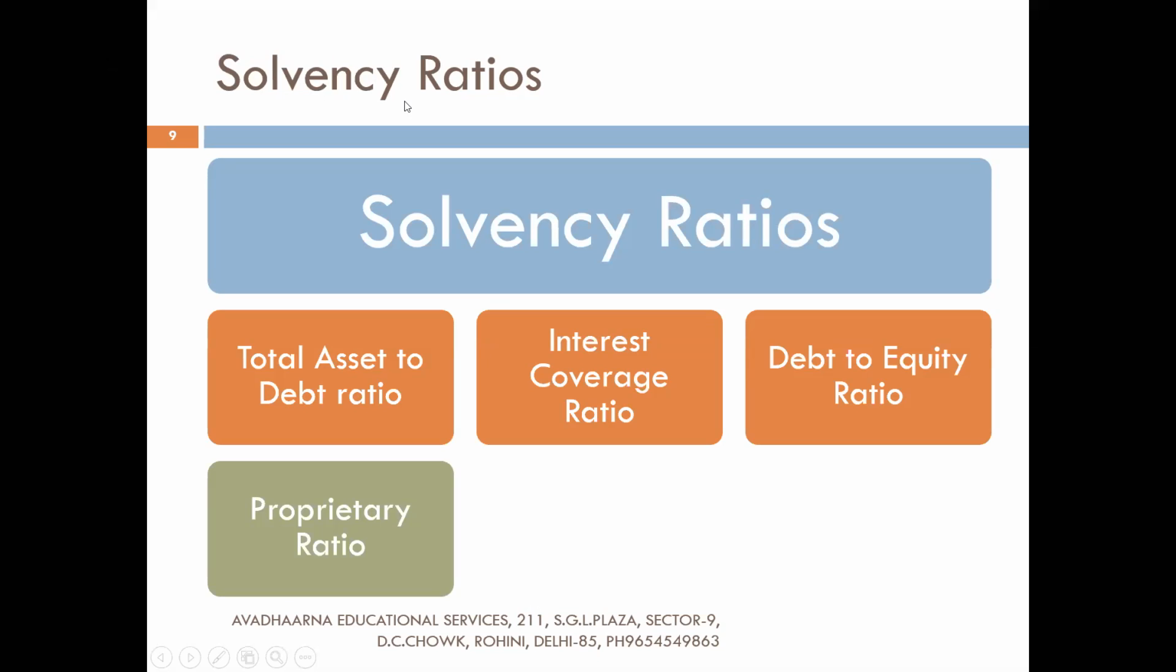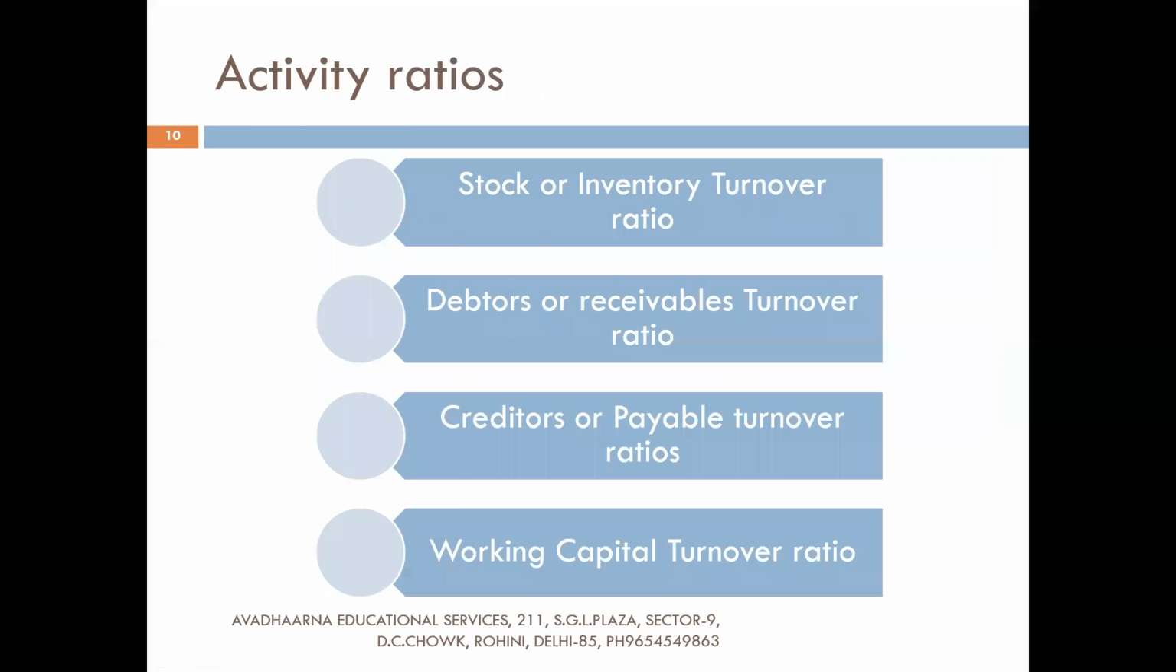Second type of ratios are solvency ratios. They are calculated to determine the long-term solvency position of the business, and the ratios are debt to total assets ratio, second is interest coverage ratio, third is debt to equity ratio, and fourth is proprietary ratio. We are going to learn each one of them in our series of videos.